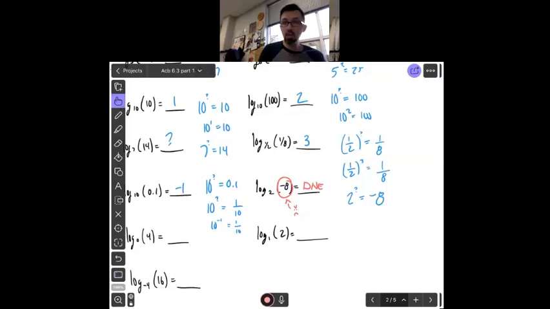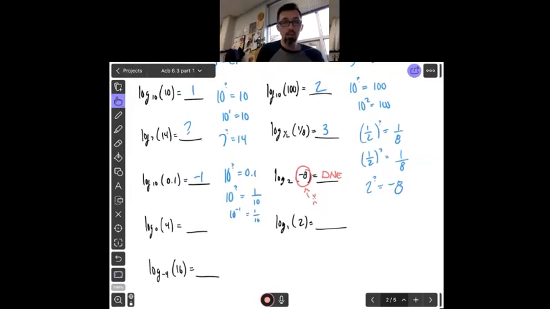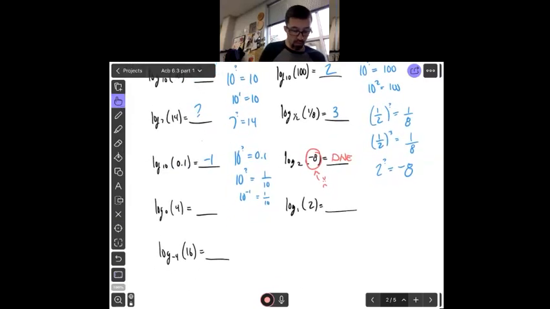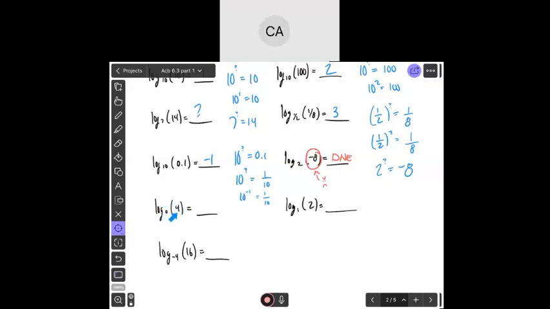Thanks, Piper. Cole, read this for me. Log base 0 of 4. Log base 0 of 4, perfect. And what does that mean?